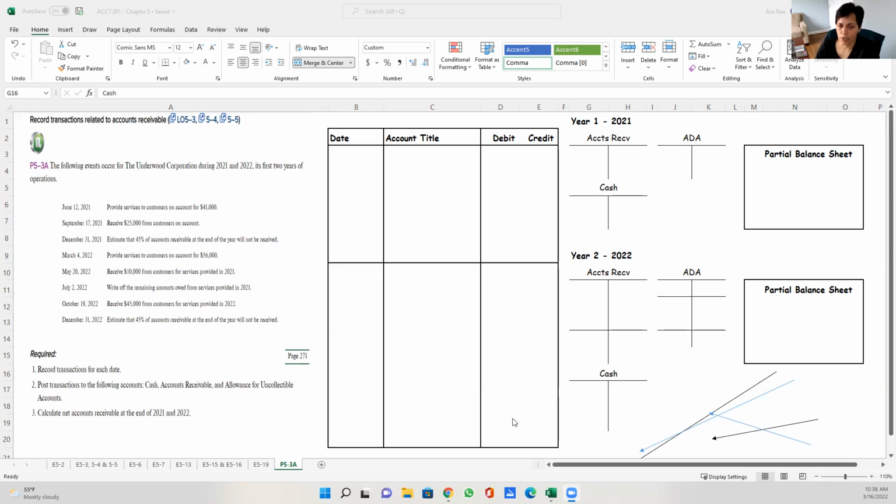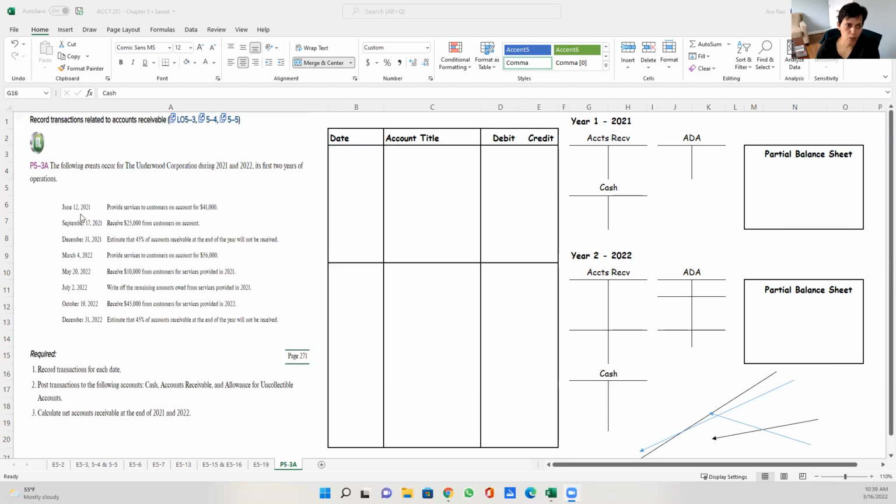So let's get started one step at a time. I have my journal set up over here. For the 2 years, I have the T accounts for accounts receivable, allowance for doubtful accounts or uncollectible accounts, and cash. That's for both the years. And I'm just going to look at the partial balance sheet. I'm interested only in accounts receivable, so we'll get to that at the very end of each year.